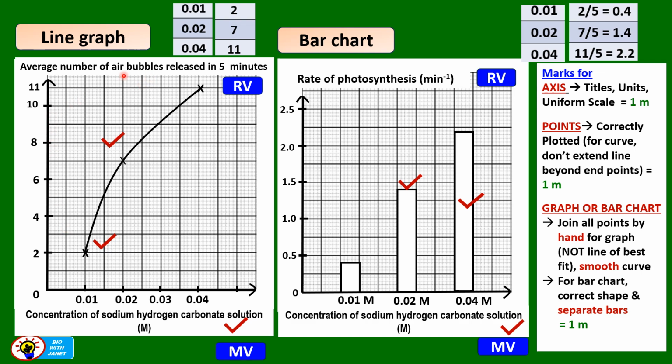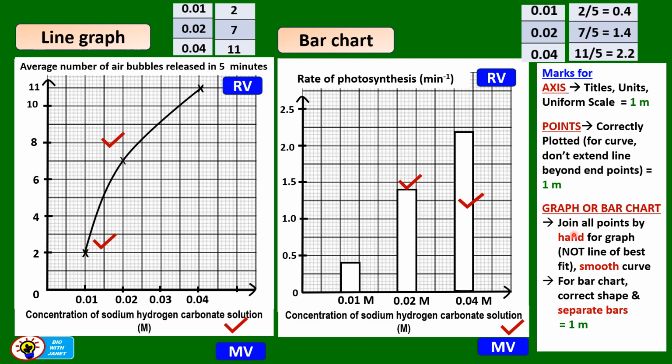Next, we are going to mark. The first one is the axis, titles, units, uniform scale. If that's all there, then you get one tick. Now, the second tick or mark is for the points that must be correctly plotted. So looking at the points, they are 2, 7, and then 11, according to the concentrations of sodium hydrogen carbonate solution. So if points are correctly plotted, you get one more tick. And the last one is your line graph. If it's a line graph, join all the points by hand, not with a ruler.